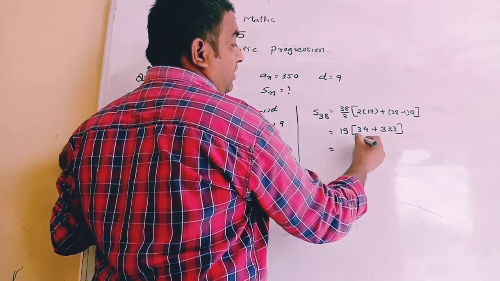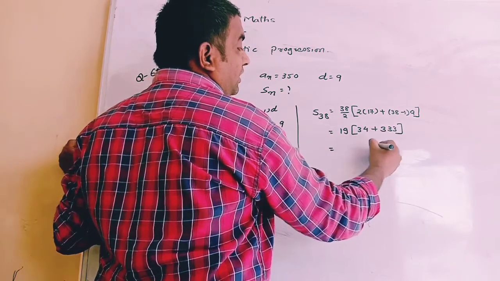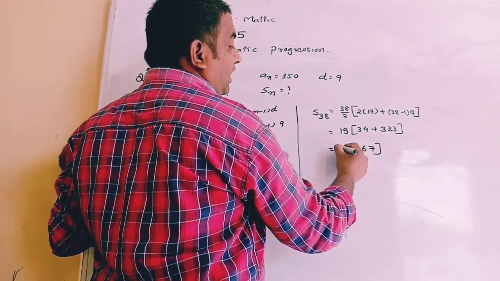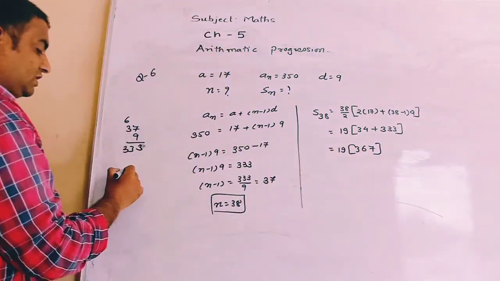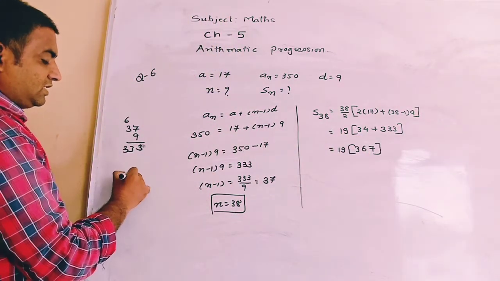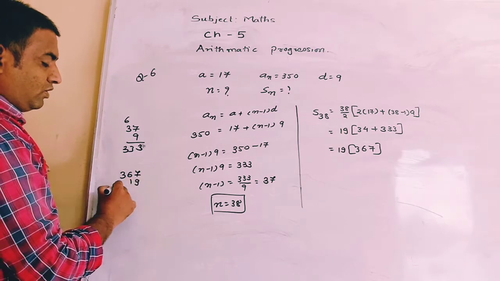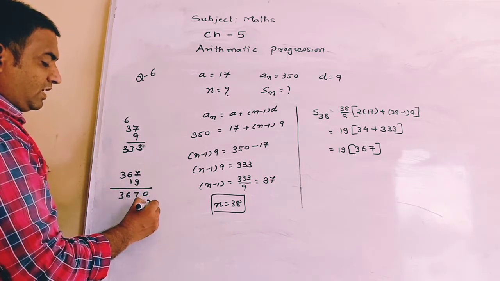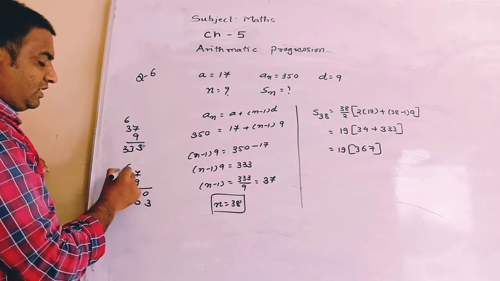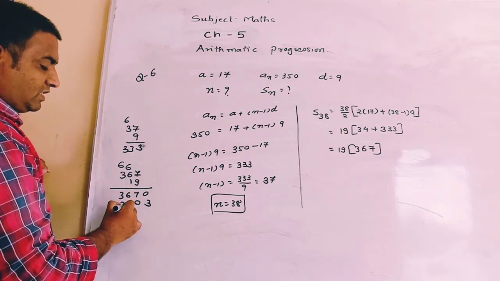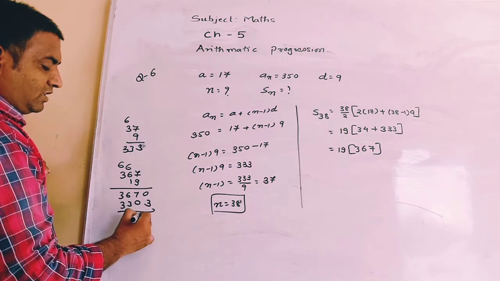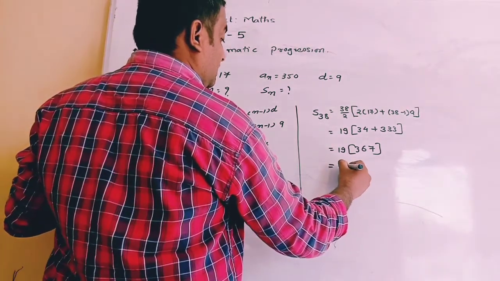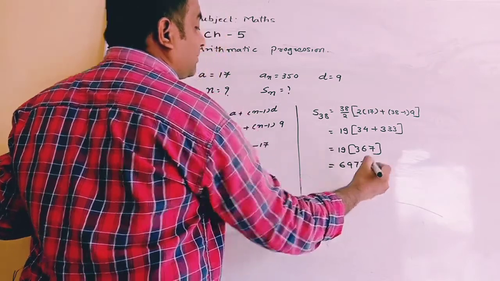So we add them, 34 plus 333, that is 367, and 367 into 19 we do. 367 into 9: 9 7s are 63, carry 6, 54 and 6, 60, carry 6, 27 and 6, 33. So 3, 3, 0, 3, and its addition will be 6973.